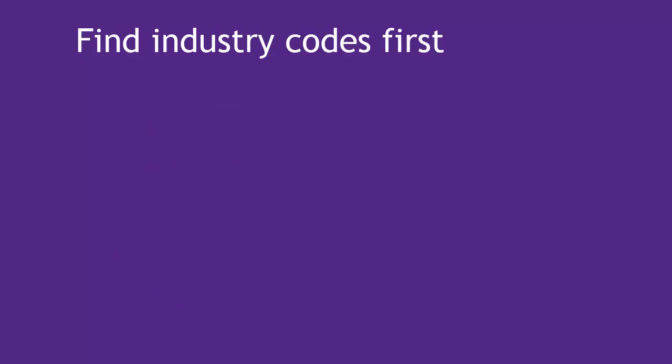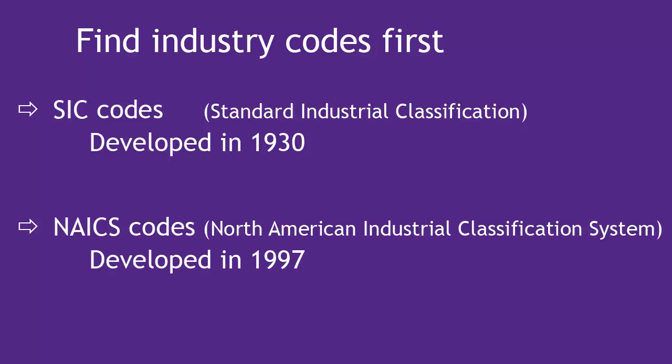In order to do this type of research, you usually need the industry codes, SIC and NAICS codes, to know which companies are classified as part of a certain industry. If you've never heard of SIC or NAICS codes, watch this Finding Industry Codes video for more information first.